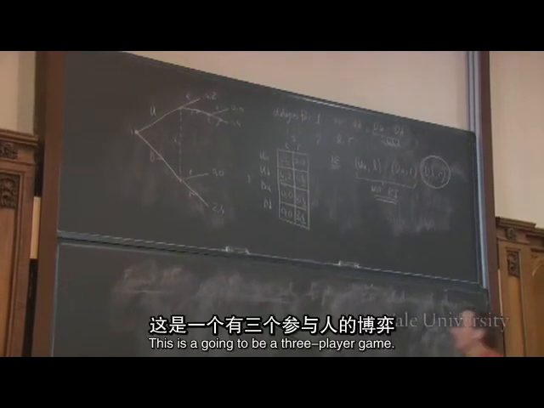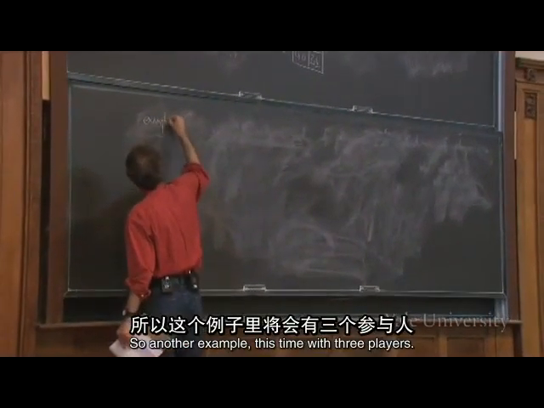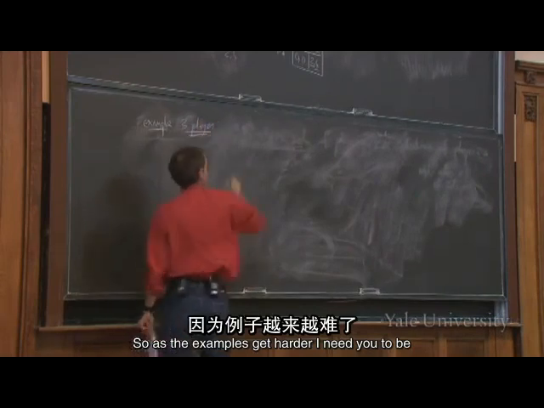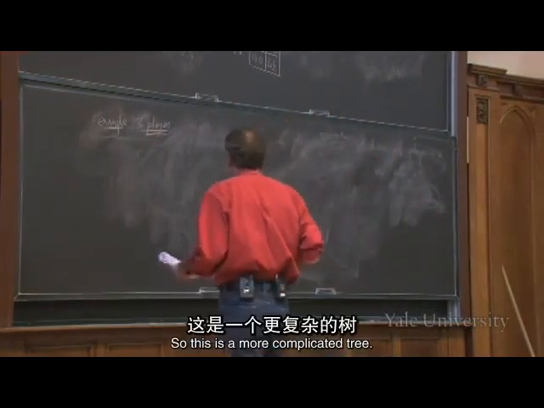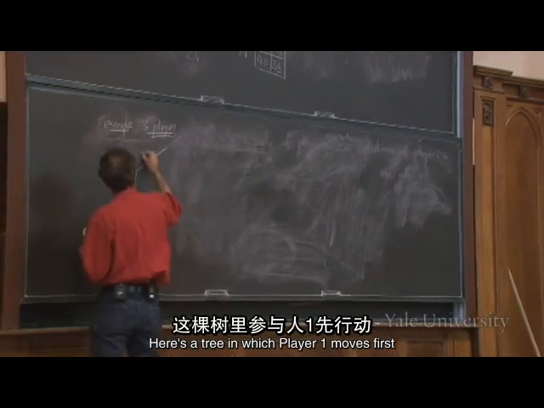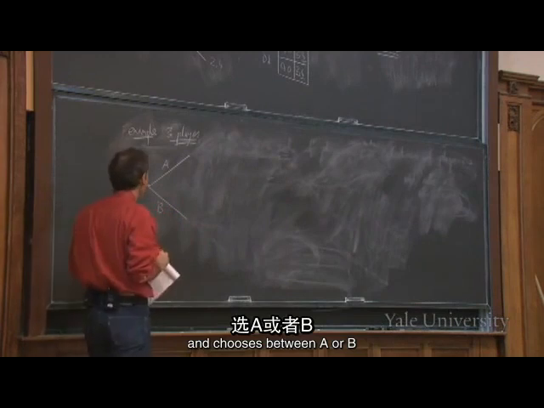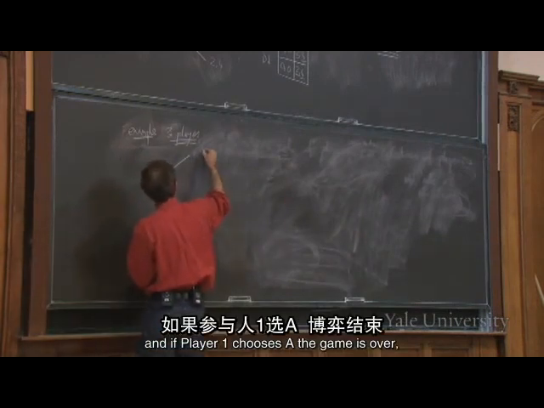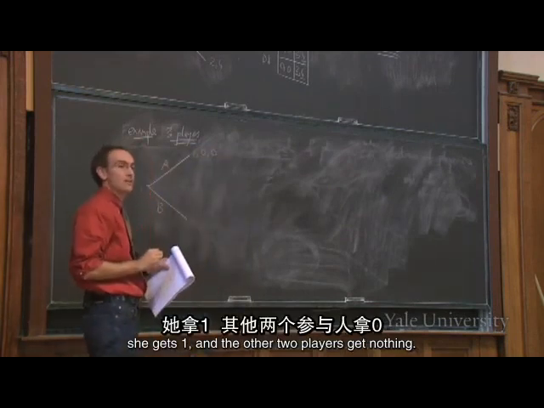All right? This is going to be a three-player game. We'll get more complicated as we go along. So another example, this time with 3 players. So as an example to get harder, I need you to be more alert to see if you can follow them. All right, so this is a more complicated tree. Here's a tree in which player 1 moves first and chooses between A or B. And if player 1 chooses A, the game is over. She gets 1, and the other 2 players get nothing.